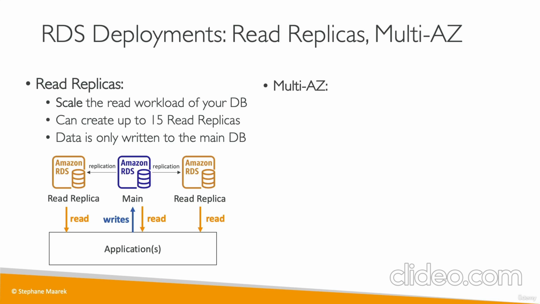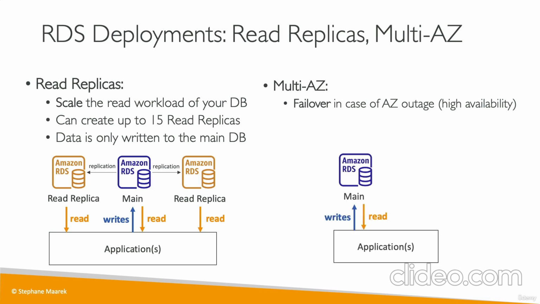Now we have multi-AZ. This is helpful when you need failover in case of an AZ outage. In case an availability zone crashes, this gives you high availability. In this example, your applications still read and write from the same main RDS database, okay? But we are going to set up a replication cross-AZ, in another, different availability zone. This is going to be a failover database, and this is why it's called multi-AZ, because it's in a different AZ.